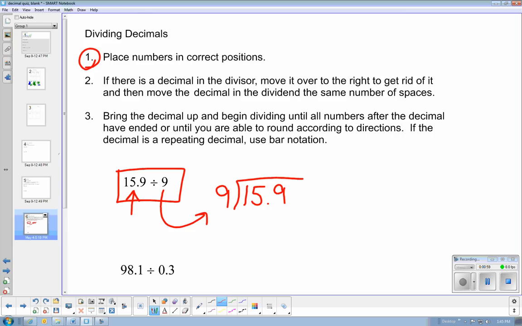Then the second thing was that we found out that if there is a decimal in the divisor, we're talking about this number right here, if there's a decimal in that place, we have to get rid of it. We need to move it over. We'll talk about that in a few minutes. And then the third thing you need to remember is that before you start anything, once you have this decimal placed, if you had to move it or if it just stays the same, the first thing you want to do is bring it up and set it on the line.